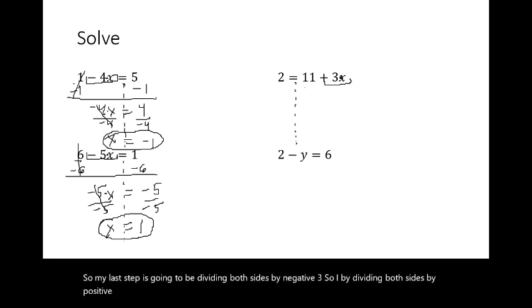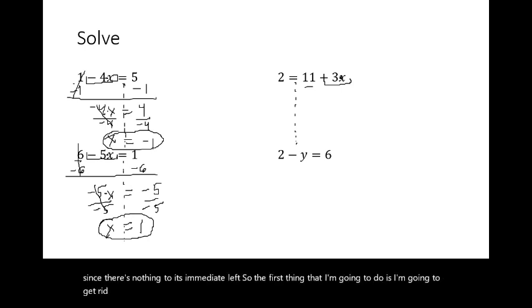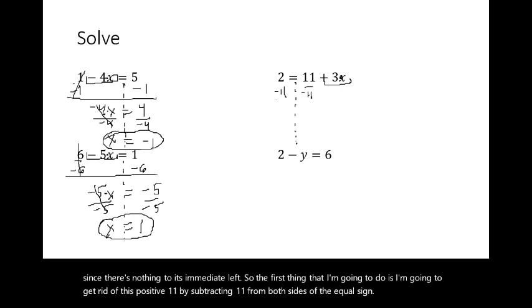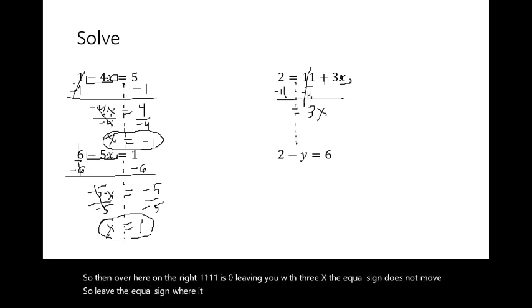That leaves us with this 11 that does not have a variable. And this 11 is positive since there's nothing to its immediate left. So the first thing that I'm going to do is get rid of this +11 by subtracting 11 from both sides of the equal sign. So then over here on the right, 11 minus 11 is 0, leaving you with 3x. The equal sign does not move, so leave the equal sign where it is. And then 2 minus 11 is -9.